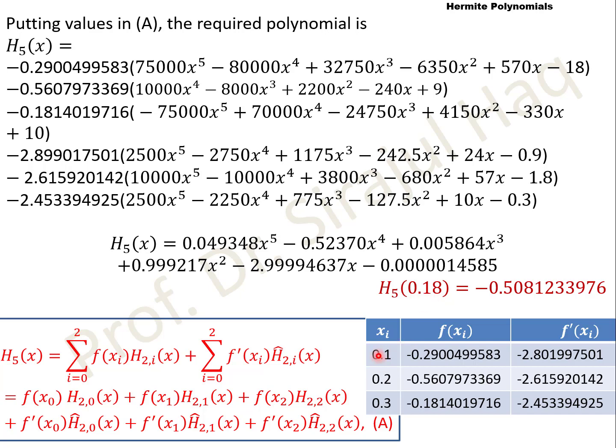You can see that 0.18 is not available there, but that was the requirement of your data. Your interest lies in the value of the function at x equal to 0.18. Similarly, you can find the approximated value of the function at any point lying in this domain. So this is the way the Hermite polynomial works. I think this will clarify how you can use the theorem to find the polynomial of degree 5.